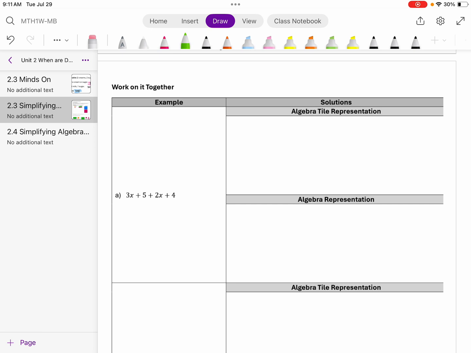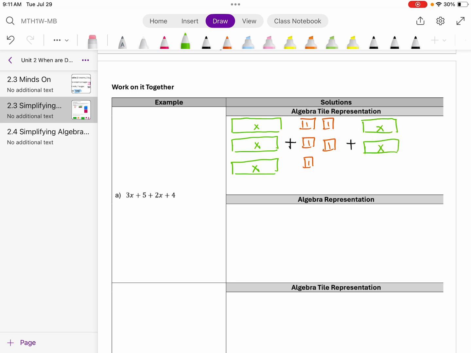Okay, so for this first one, if I was drawing my 3x tiles, I've got 1, 2, 3. I've got 5 positive tiles. 1, 2, 3, 4, 5. I've got 2x tiles. They're getting a little bit smaller. And then I've got 4 positive tiles.